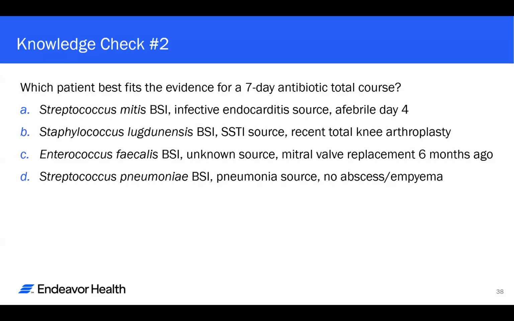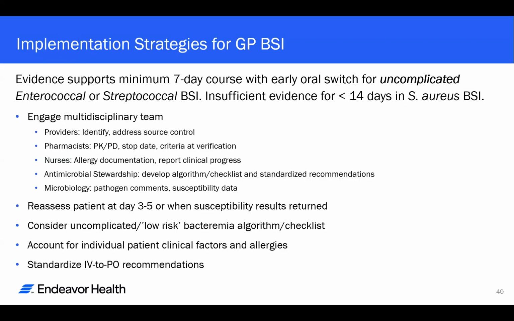So yeah, I think the evidence is pretty strong now for strep pneumonia, in a patient that responds to therapy quickly, with no abscess or empyema. It is fair to consider a shorter course for those patients. Great. Okay, and then just to wrap up here with implementation strategies for gram-positive bloodstream infections, I do think we have evidence now to support a 7-day course with early oral antibiotic switch in our very low-risk patients who respond quickly to therapy in enterococcal or strep bacteremia.